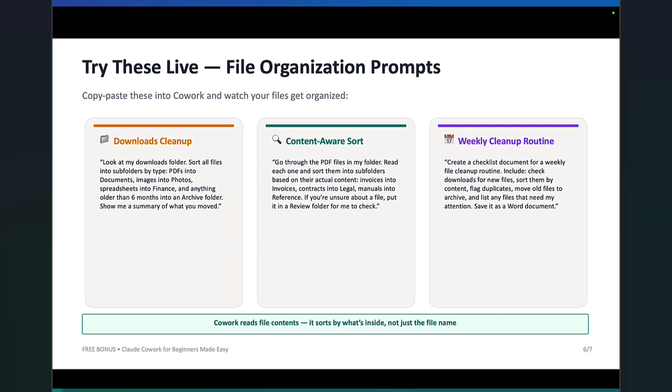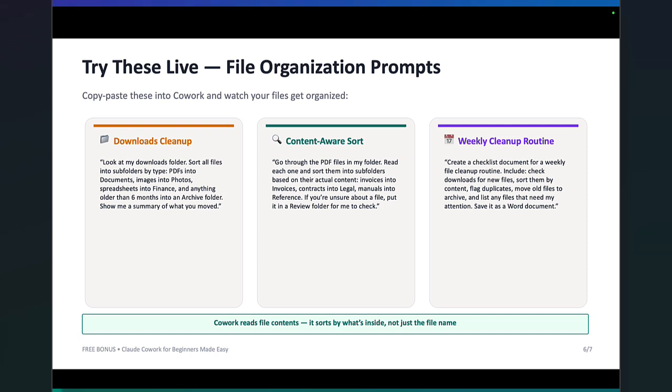There is a content-aware sort, right? So you can tell it, go through the PDF files in my folder, read each one, and sort them into subfolders based on their actual content, invoices into invoices, contracts into legal, manuals into reference. If you're unsure about it, put it in a review folder for me to check, right? That's another great prompt. You give it a system, you tell it explicitly to look at the content, and then you also create this review folder just in case it is unsure, and that way you avoid any miscategorizations that might cause you to overlook a file later and not find it.